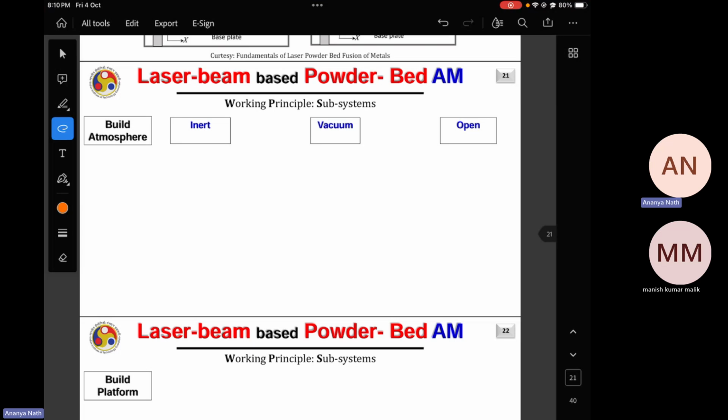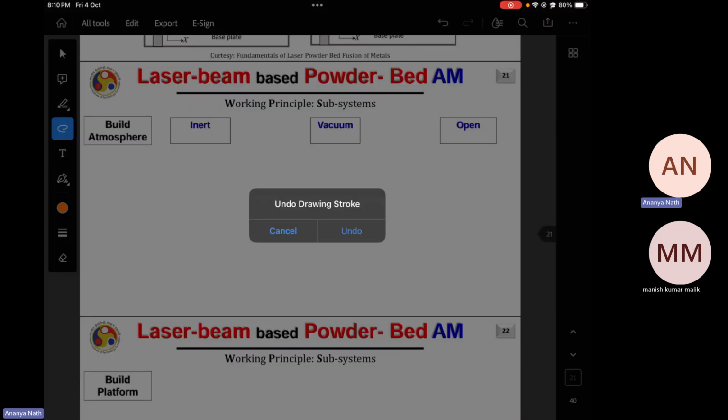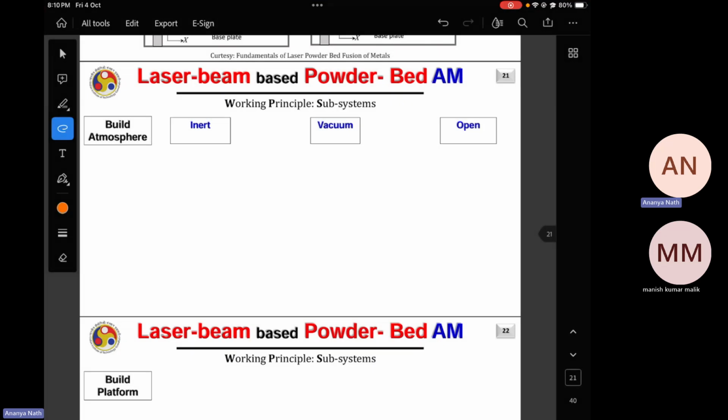So if somebody wants to make an aerospace part or marine drive part in a PBF, then these vacuum based systems will not be effective. But again, as they are vacuum, there is less chance of oxidation, less chance of other gas particles interacting in the melt pool. Good but costly and time taking, and not that cost effective.